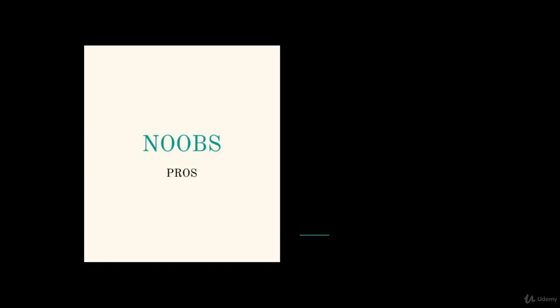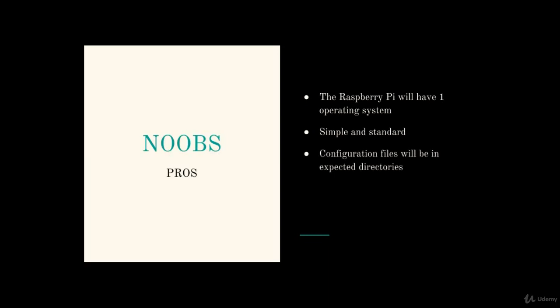First of all, NOOBS. Some of the good things about NOOBS. You're going to have one operating system, so it's simpler. It's also the standard way of installing, supported by the Raspberry Pi Foundation. It's simple, straightforward. All the configuration files are in the expected directories, so if you need to change something later on or something's not behaving the way you expect it to, you can do a search and find where those configuration files are, and you'll be able to go right to them if you install with NOOBS.